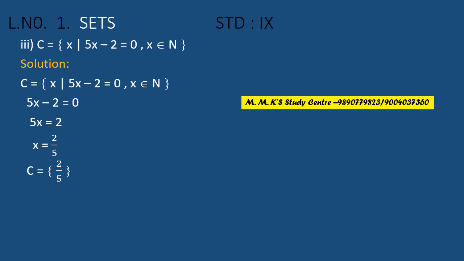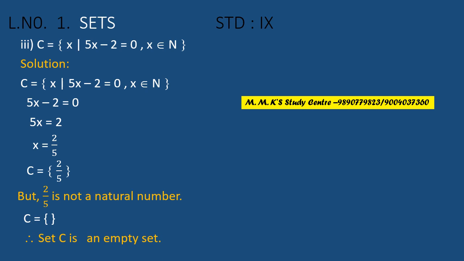But a condition is given here: x belongs to natural numbers. Natural numbers are 1, 2, 3, 4, 5, 6. Fractional numbers are not called natural numbers. So 2 by 5 is not a natural number, and therefore C is equal to the empty set. Nothing will be there in the curly bracket, and therefore set C is an empty set. Okay, getting it children?